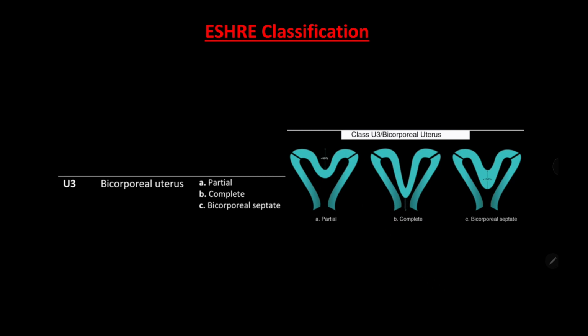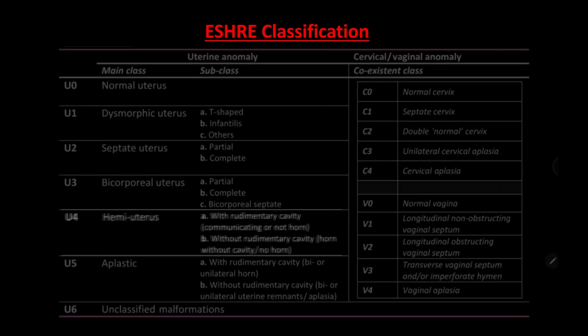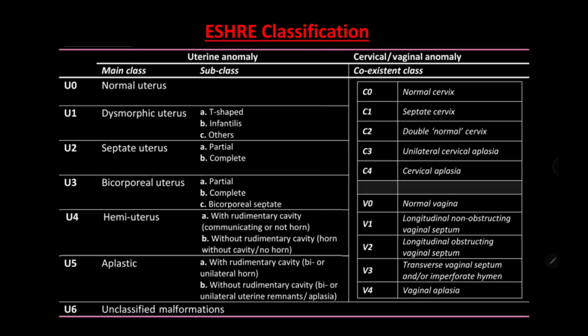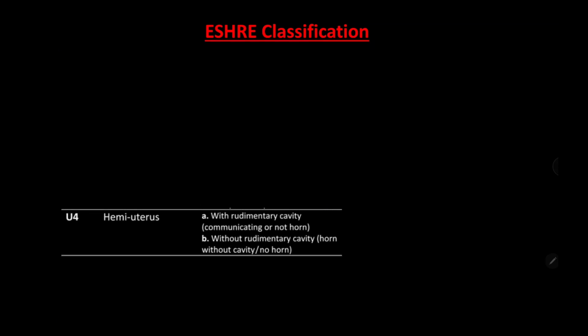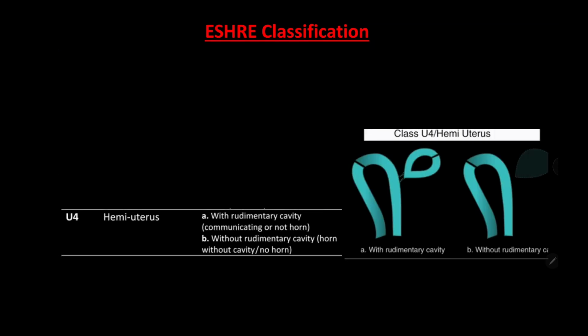However, a new entity, the bicorporeal septate uterus, was introduced in the ESHRE classification, which is defined as the presence of an external uterine fundal indentation greater than 150% of the uterine wall thickness. And then U4, which is the hemiuterus. The hemiuterus incorporates all the cases of unilateral formation of the uterus. Basically, it is a formation defect.